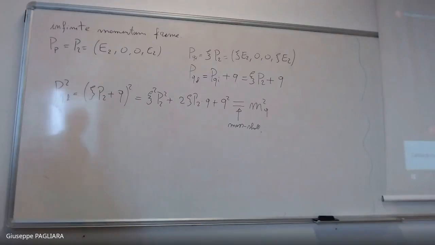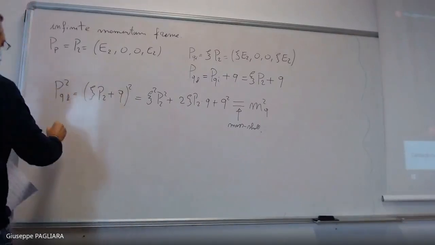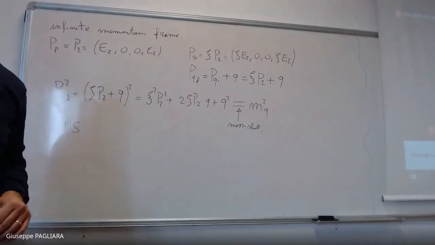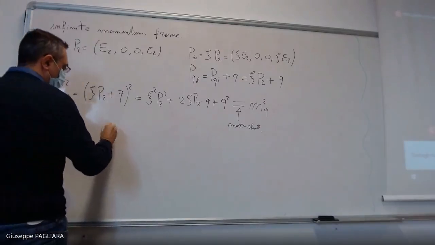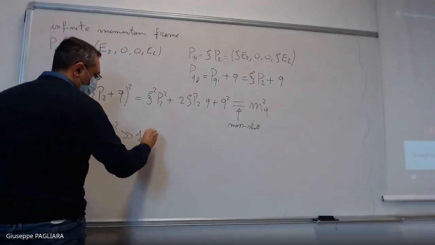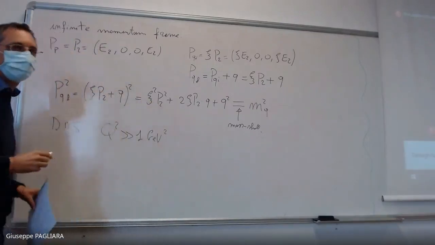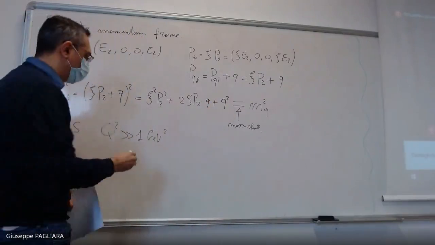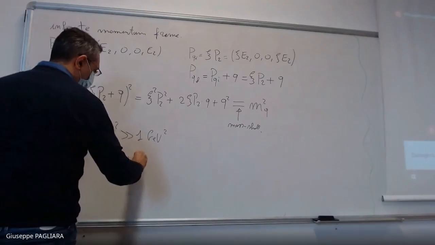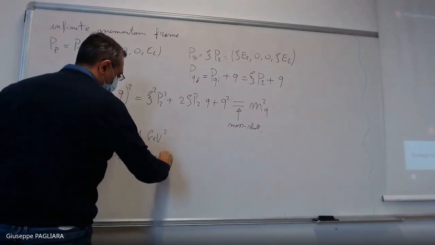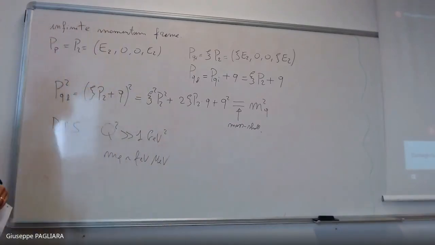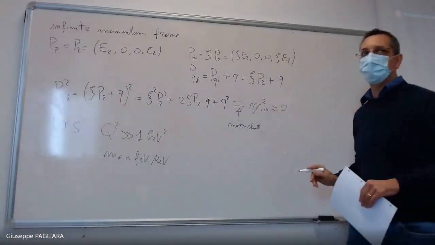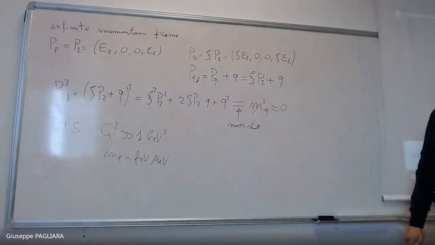So now let's make some considerations. First of all, we are working in the DIS regime. The DIS regime is a high energy regime, where the transverse Q² is generally much greater than 1 GeV². And the mass of the quark, we are talking about up and down quarks essentially, is of order MeV. So with very good approximation, we can neglect this quantity here, and it is essentially equal to 0 in the DIS regime.